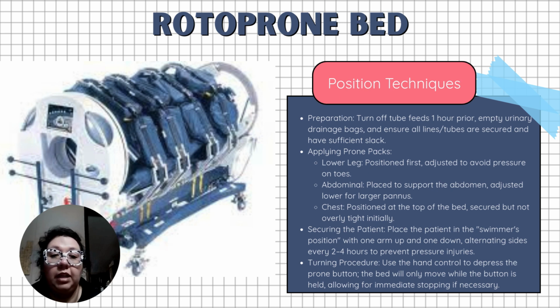Securing the patient: place the patient in the swimmer's position. That position again is one arm up, one arm down, alternating sides every 2 to 4 hours to prevent pressure injuries. Turning procedures: use a hand control to initiate the prone position. The bed only moves while the button is held, allowing for immediate stopping if necessary. So it's kind of like a robot, and it will prone and move the patient by itself.